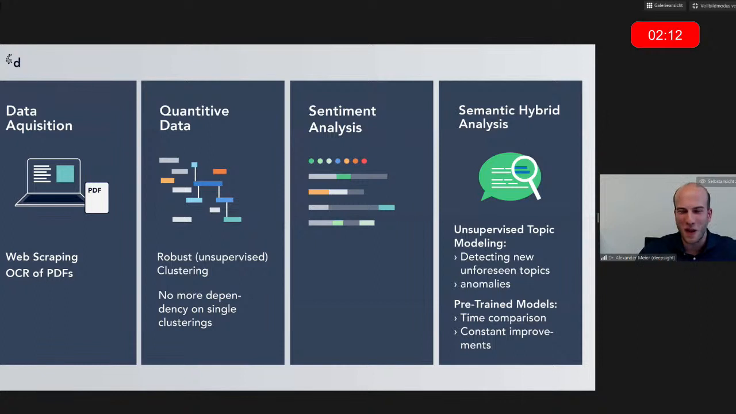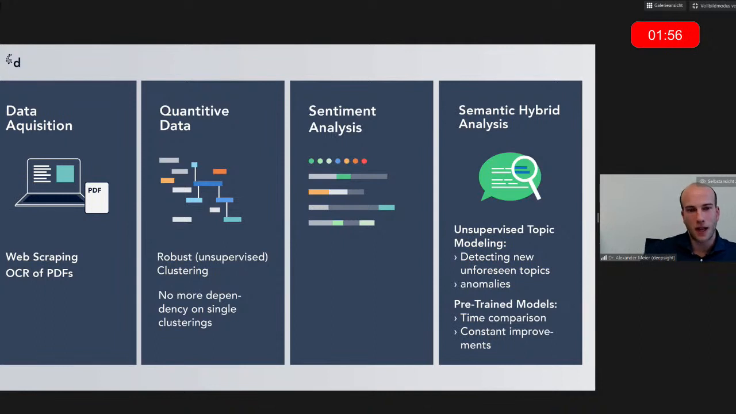To get a little bit into the methods, I hope I don't lose you here, but there are four steps. So first we have the data acquisition. So we do the web scraping online. For the offline, we need what's called optical character recognition. So we would turn PDFs into text we can actually process.